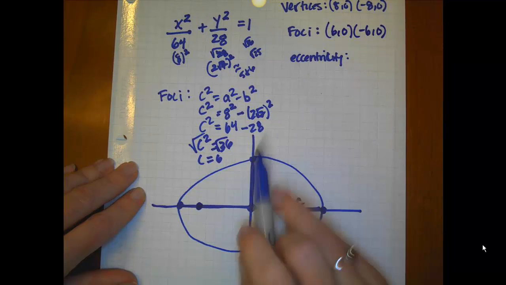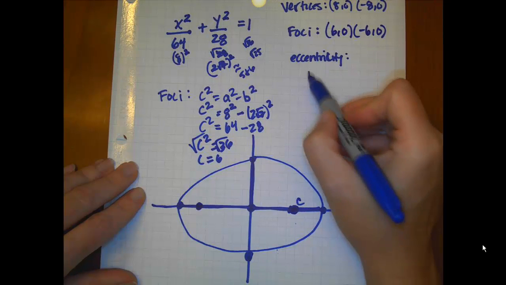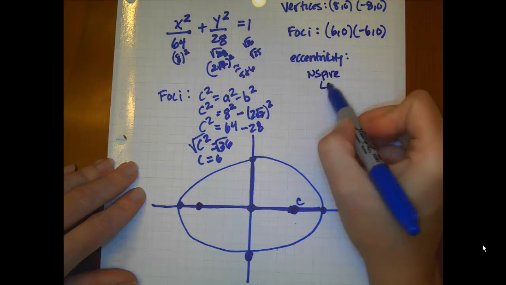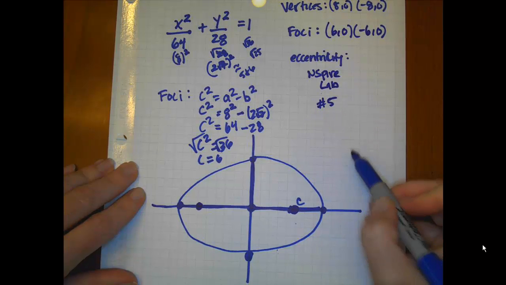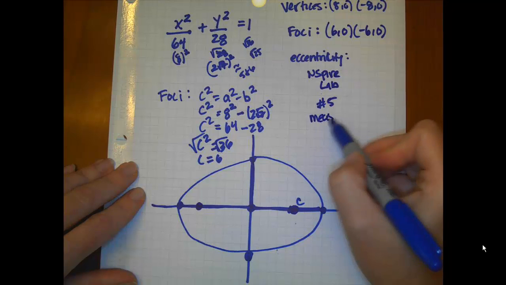And last but not least, eccentricity was discussed in your Inspire lab. It was problem number 5. Okay. And basically it measures ovalness.